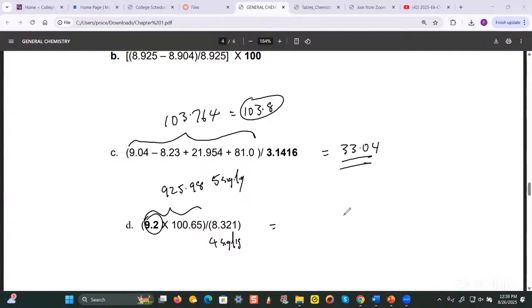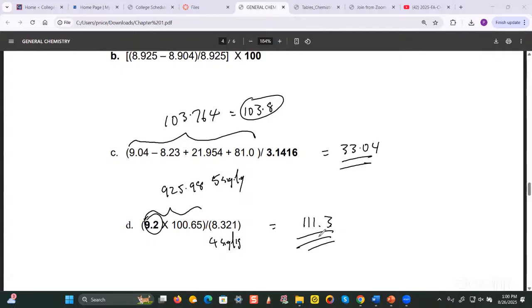So let me do the calculation. 925.98 divided by 8.321. And I got 111.282, and so on. We need to round this off to 4 sig figs, so that would be 111.3. And that's how you do that. All right? Any questions about this one?